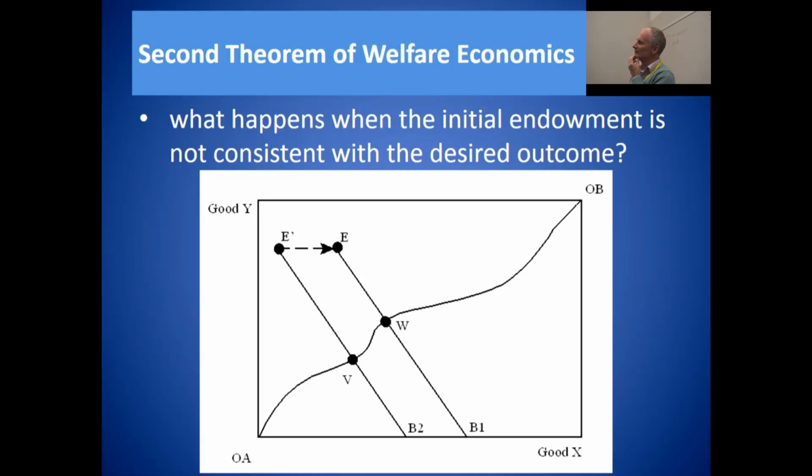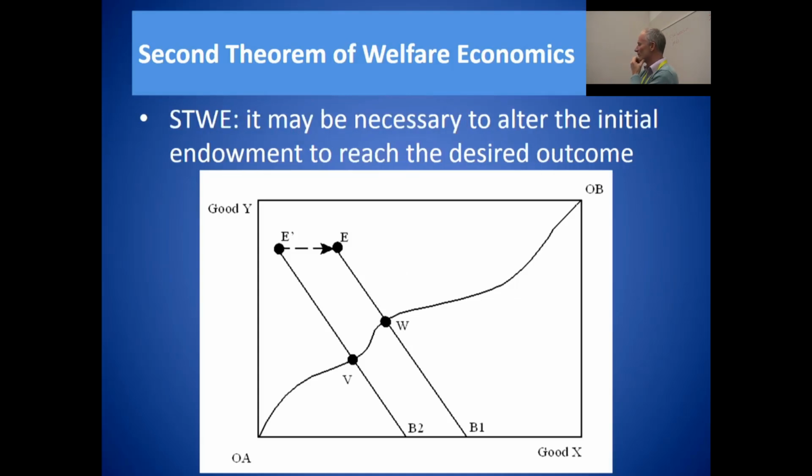Now, does that sound sensible? Or is there a flaw in that logic? Well, that's what the second theorem says. That we can achieve any desired outcome that we like, and in our diagram here, it's W. It just might be necessary, though, to change the initial endowment first. That's what the second theorem of welfare economics says. But surely, someone can see a fault in my logic here, the way that I'm describing this. Or maybe not. I convinced you all.